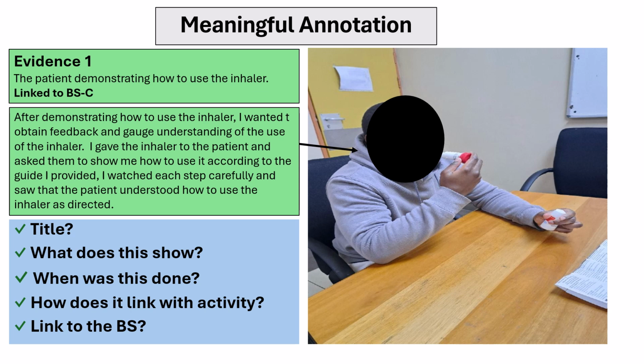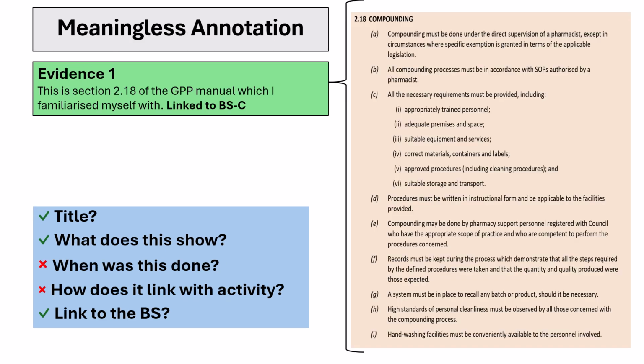So there's a sequence in the activities that they did. How does it link to the activity? According to the activity, they needed to counsel the patient and then obtain feedback on how the patient understands the counseling session that was provided. And then this is linked to a specific behavioral statement that they are addressing. So this again is a better story.